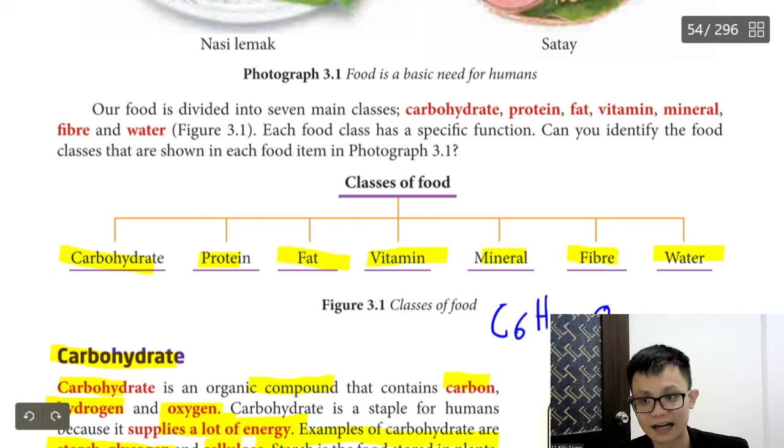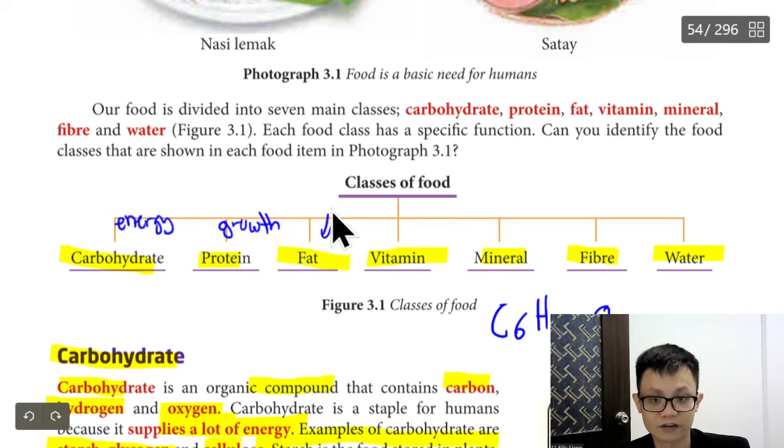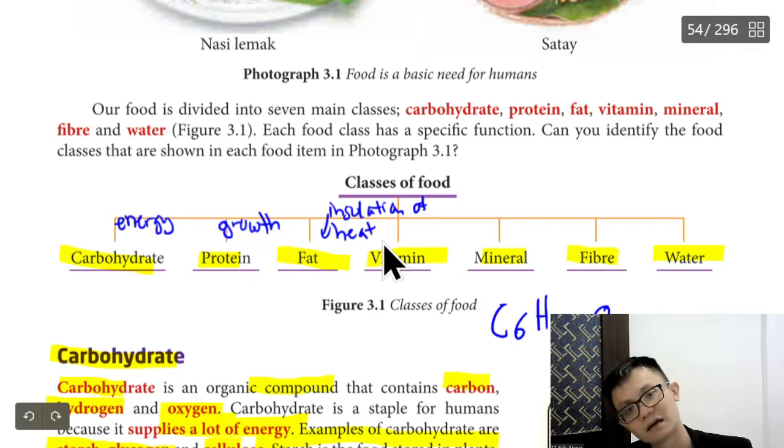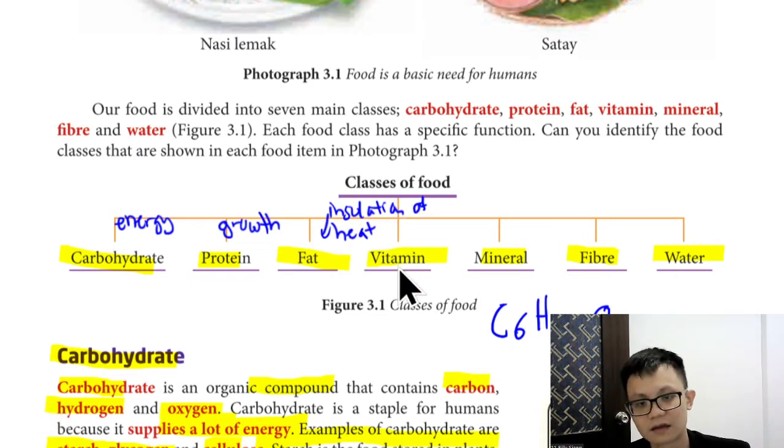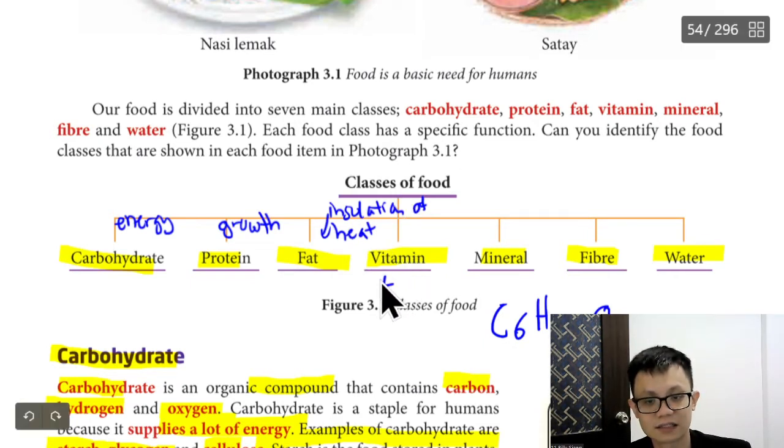Just roughly we go through. Carbohydrate provides energy. Protein is for growth or repair of tissue. Fat is for insulation of heat. Vitamin, a lot of vitamins. Let's say vitamin C, to prevent scurvy.